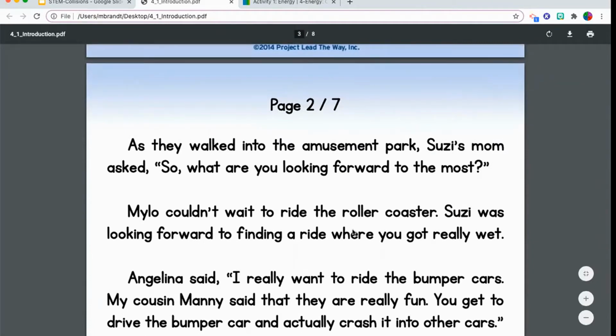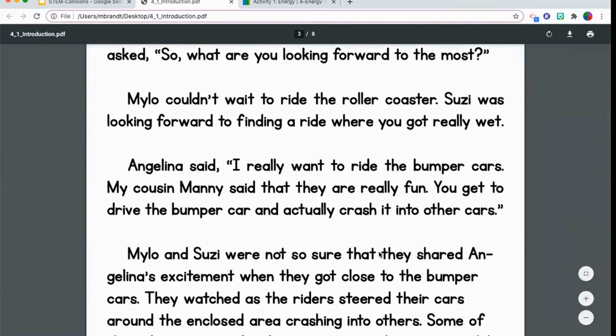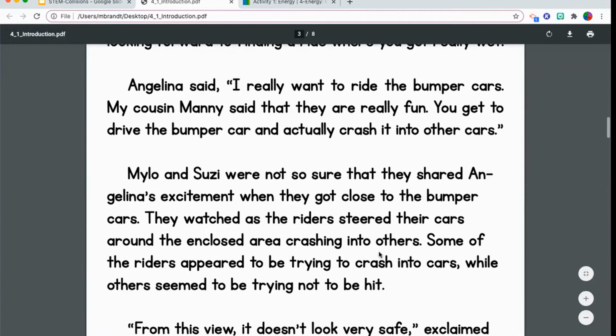Susie was looking forward to finding a ride where she could get wet. Angelina said, "I really want to ride the bumper cars. My cousin Manny said that they're really fun. You get to drive the bumper car and actually crash it into each other."